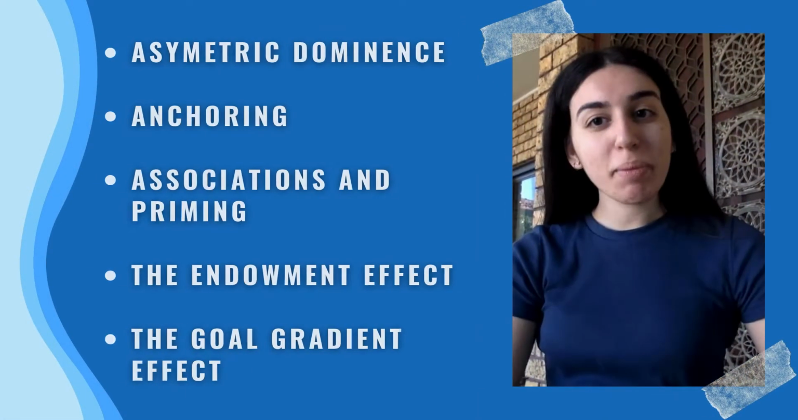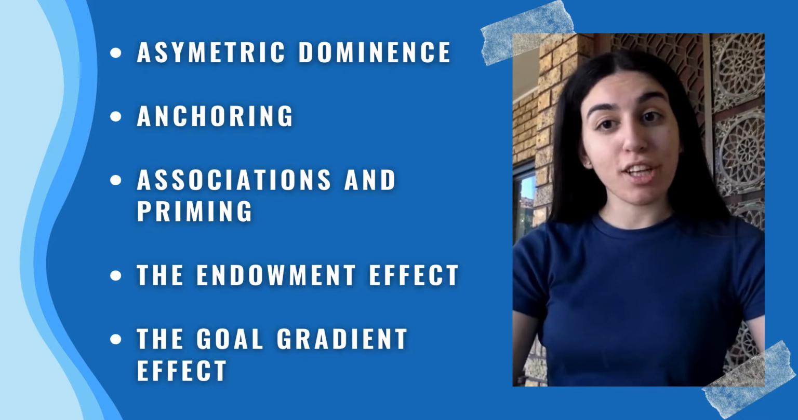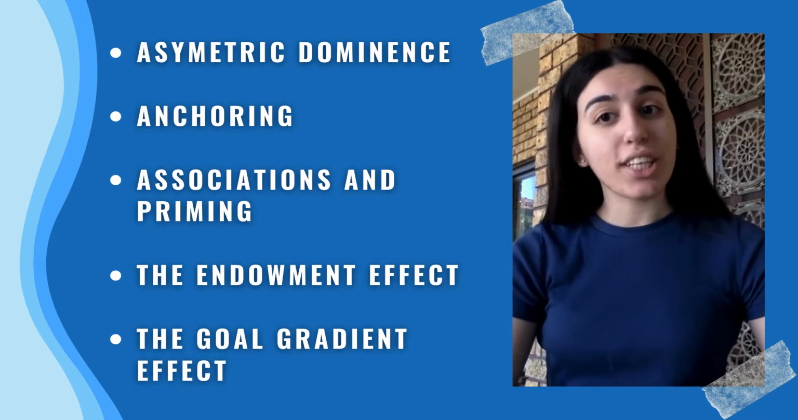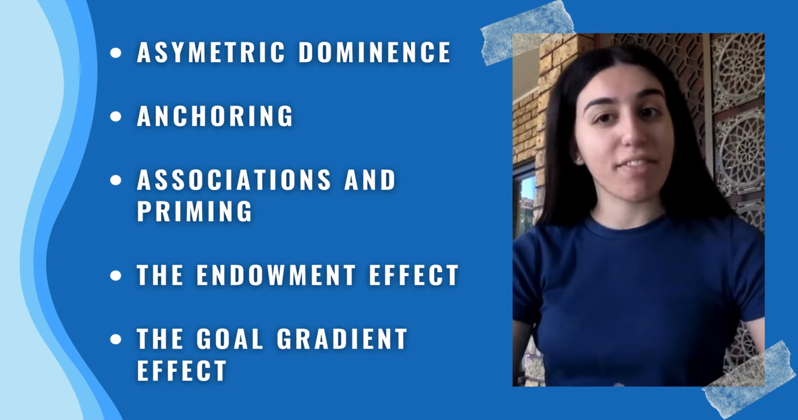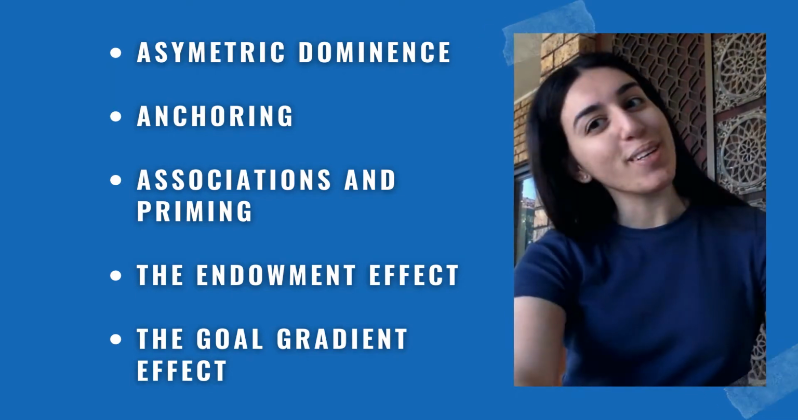Here are 5 ways marketers can use behavioral science to change consumer behavior. The theories to be mentioned today are asymmetric dominance, anchoring, associations and priming, the endowment effect, and lastly the goal gradient effect theory. Keep watching to find out more.